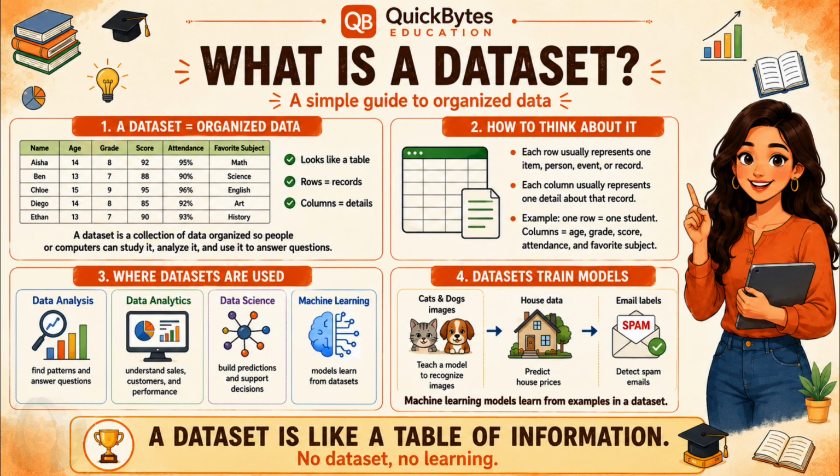Let's get started. So, what is a dataset? A dataset is a collection of data organized so people or computers can study it, analyze it, and use it to answer questions. In simple terms, a dataset is like a table of information. Think about a spreadsheet in Excel. You might have rows and columns. Each row usually represents one item, person, event, or record. Each column usually represents a detail about that record.